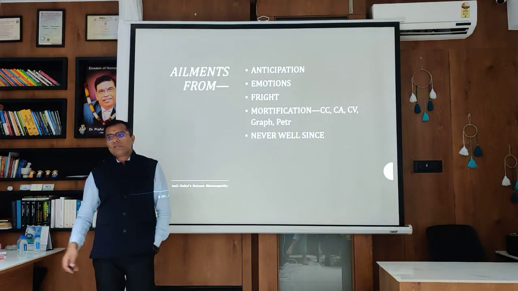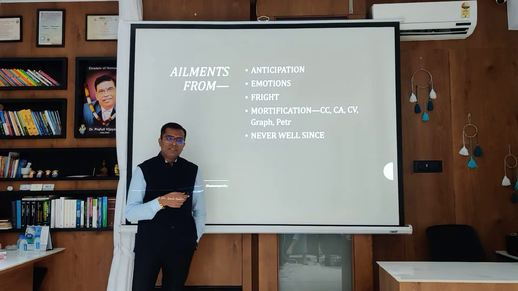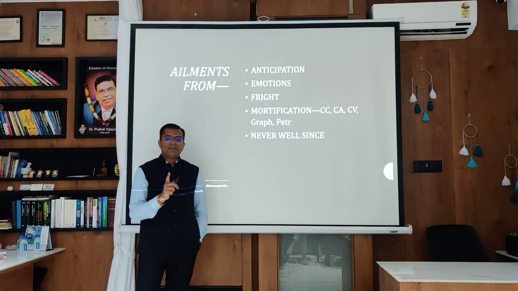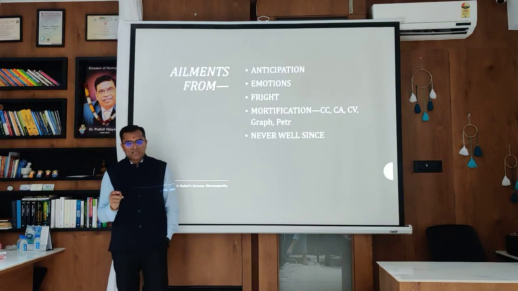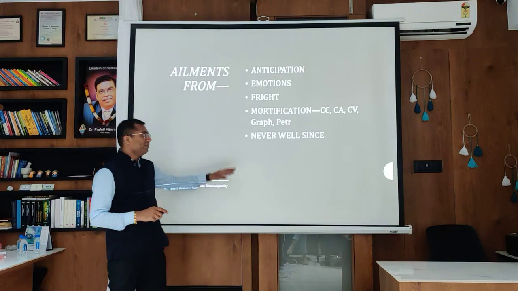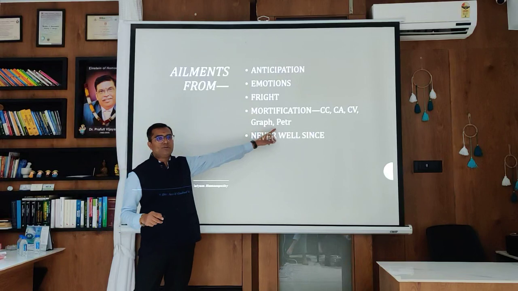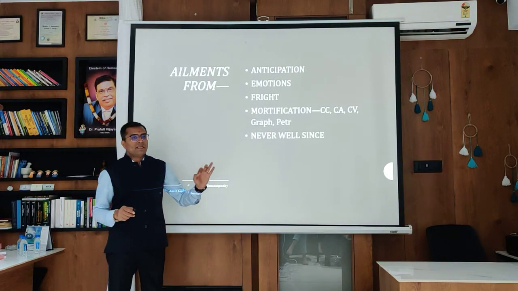Ailment prone, most are ailment prone, they are very anticipatory in nature. Apprehensive in nature, so anticipation gets aggravated. Emotions, mostly pride gets aggravated. Modification, especially in Calcarea carb, Carbo animalis, Carbo veg, Graphites, and Petroleum, because Petroleum is an angry remedy and there is a modification which aggravates. And most ailments, never well since that acute illness.